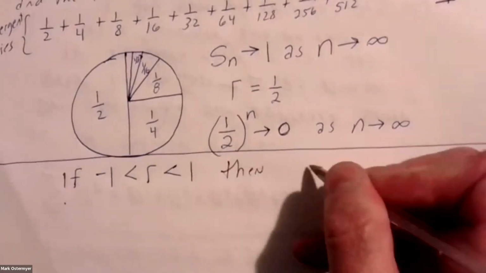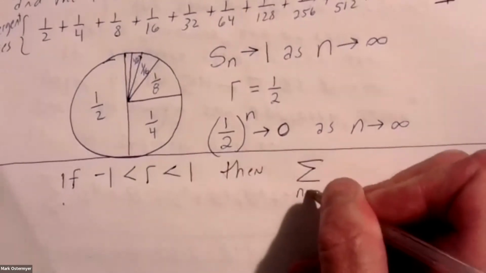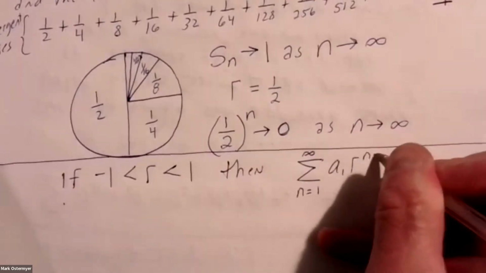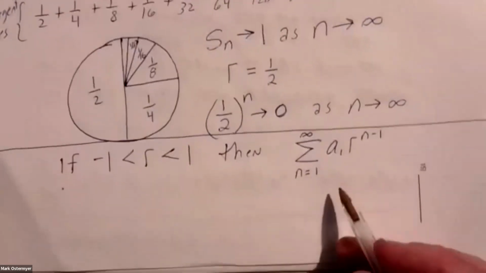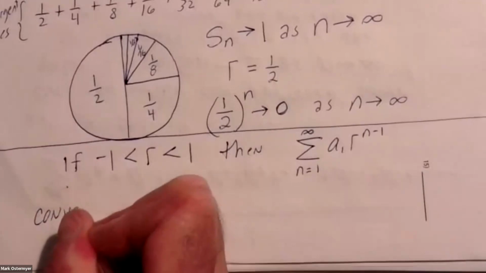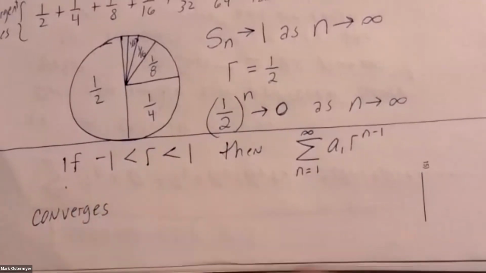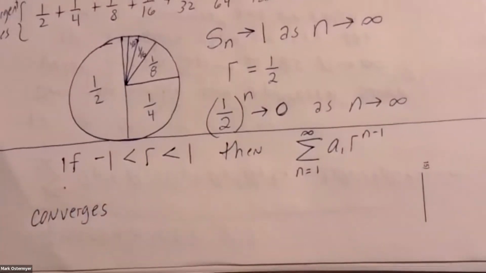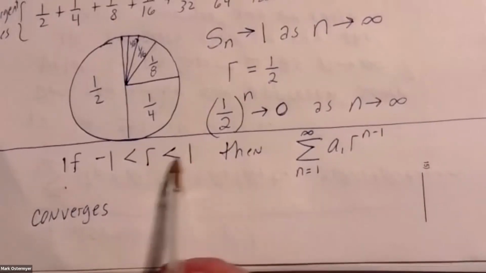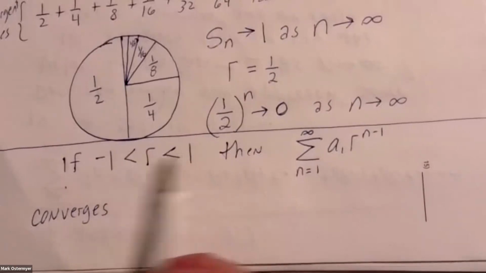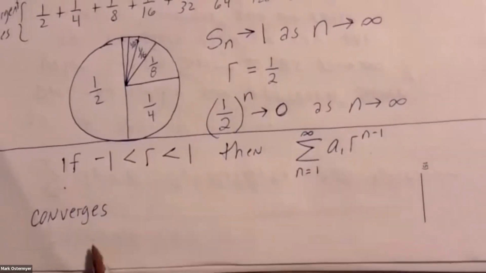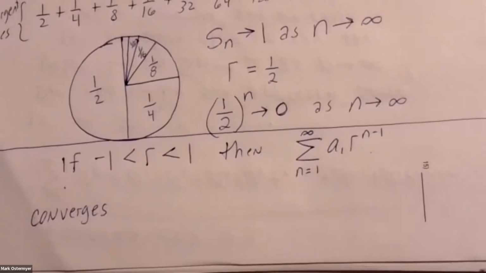Then, ladies and gentlemen, we say that this infinite geometric series converges. The common ratio has to be a number between 1 and -1. It has to be. Therefore, this infinite series will converge to an actual sum value.